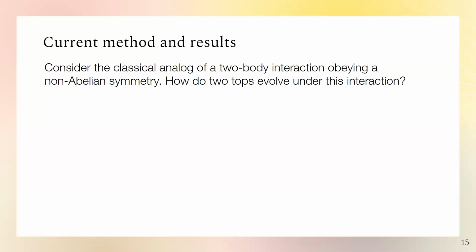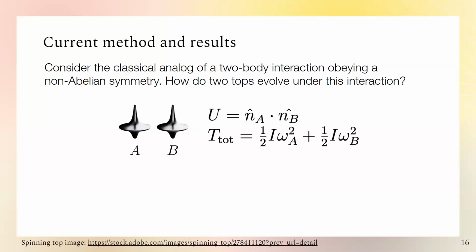My work this summer focused on just the local interactions. Consider the classical analog of a two-body interaction obeying a non-abelian symmetry. How do two tops evolve under this interaction? Here are the two tops, A and B. The potential energy interaction term between them is the dot product of the orientation position vectors of the tops. So the long axis of the top, that vector in space, we take the dot product. The kinetic energy of this system is just the sum of the kinetic energies of the tops.